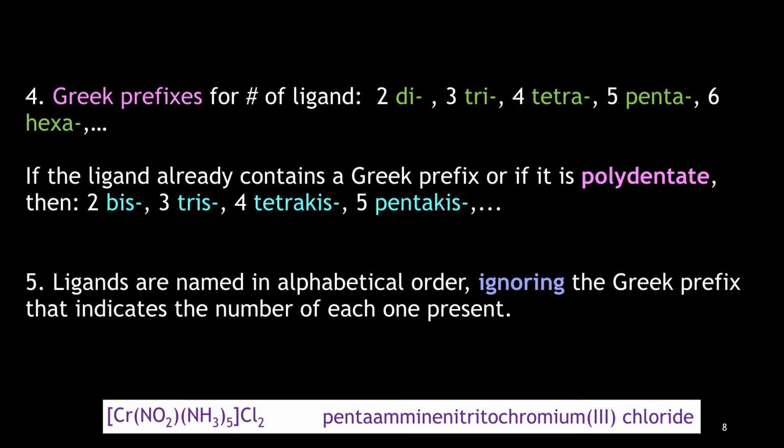If there is more than one of a ligand, then you must use Greek prefixes to specify how many of each there are. In our example, there are 5 amines and 1 nitrito. Therefore, the name will include pentaamine and nitrito. There's no prefix if it's single. The ligands go into the name in alphabetical order according to the ligand name, not the prefix. Amine comes before nitrito in the name.